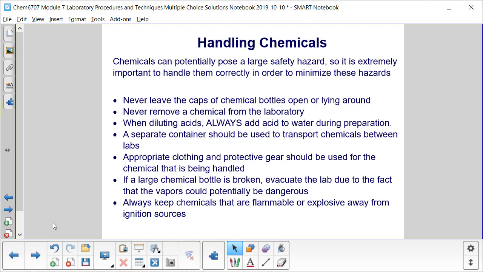If a large chemical bottle is broken, evacuate the lab due to the fact that the vapors could potentially be dangerous. Always keep chemicals that are flammable or explosive away from ignition sources.